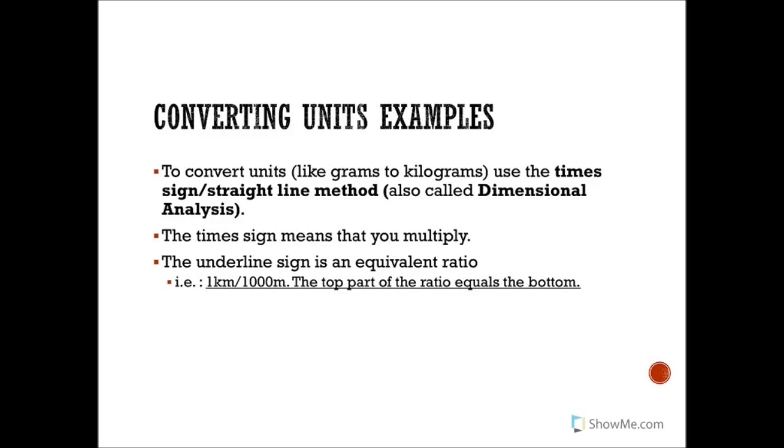When we're converting units, like grams to kilograms, you need to use the times sign straight line method, also called dimensional analysis. The times sign means you multiply, and the underlined sign is an equivalent ratio. So we have 1 kilometer over 1,000 meters. The top part of the ratio equals the bottom. We want to really note here that 1 kilometer and 1,000 meters are equal to each other. They're the same distance. We measured out 1 kilometer, we measured out 1,000 meters. Those are the exact same distance, so it's an equivalent ratio.